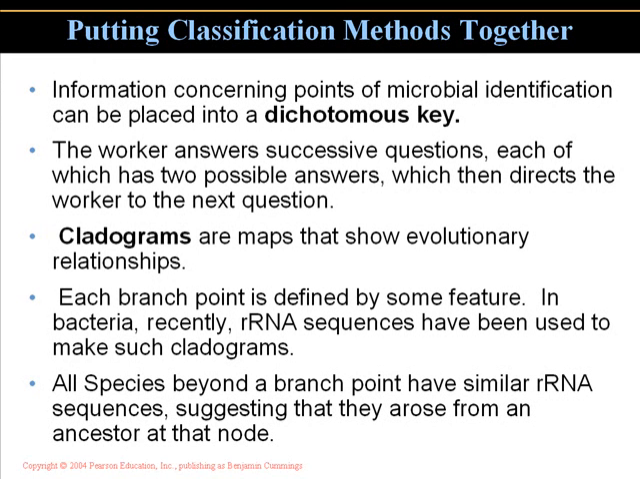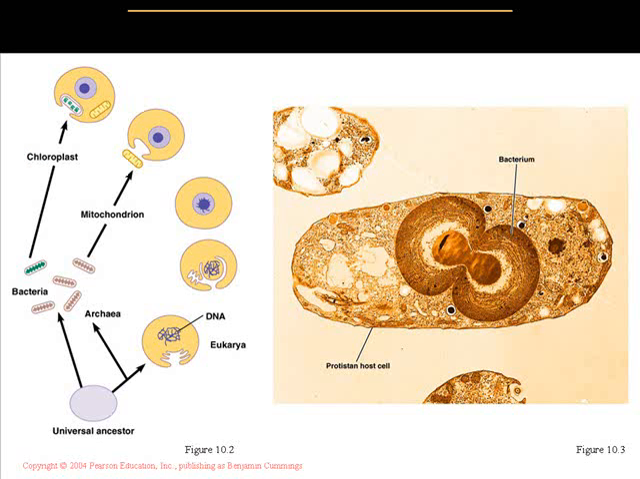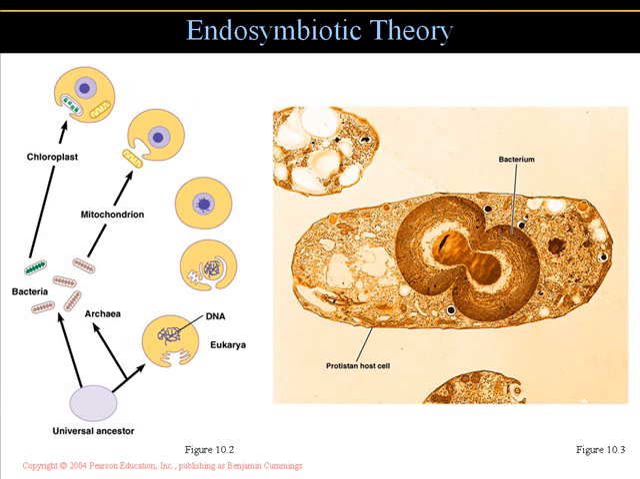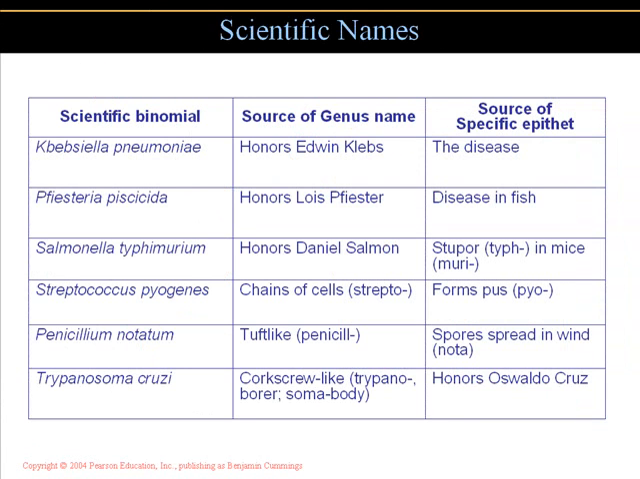Each branch point is defined by a particular feature in the bacteria, and RNA sequences have been used to make the cladograms and to give the information about the base sequences of various types of microorganisms. All of this is basically used to try to help identify microorganisms. Knowing the historical data about what made up these particular microorganisms will further help identify them.